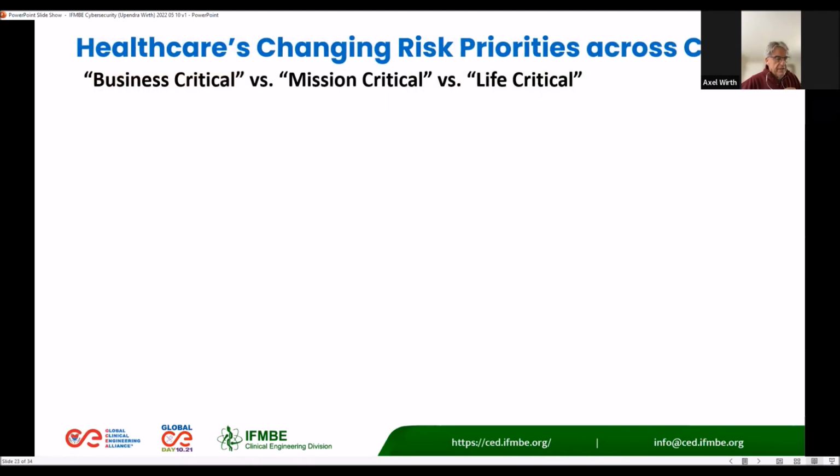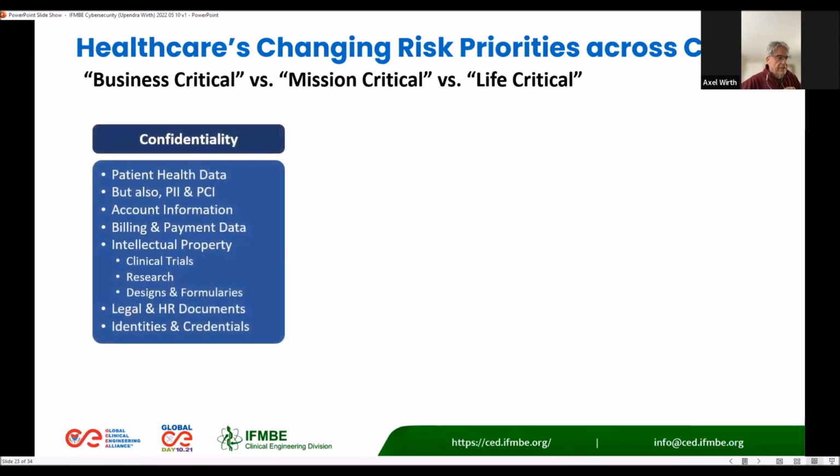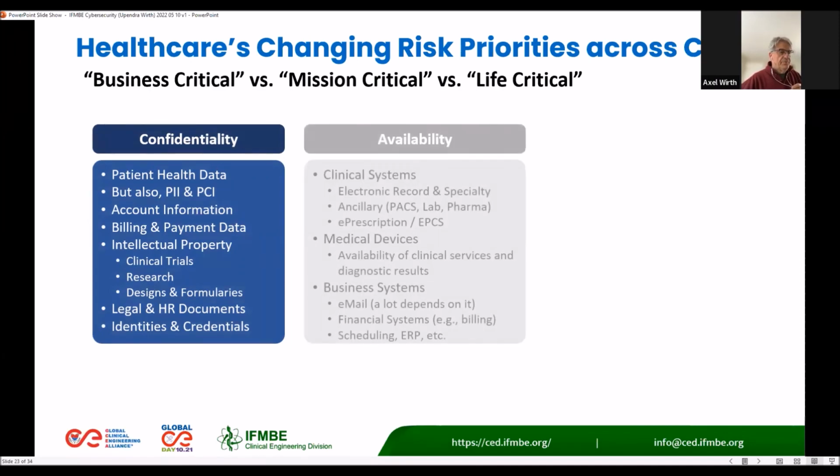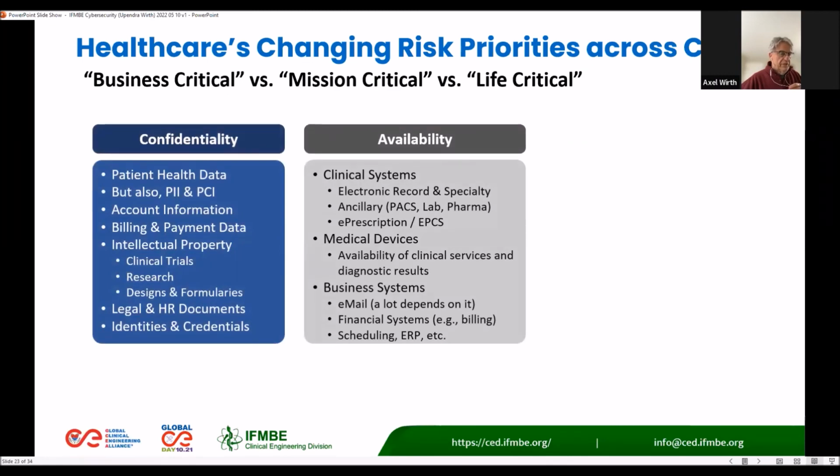We also need to understand the difference between business critical systems and mission critical systems versus life critical systems. Right. So if we look at confidentiality, yes, that is things like patient health data, identities, account information, billing, payment data, intellectual property, contracts, HR documents, identities, and so forth. Availability is certainly the availability of clinical systems, your electronic record system, your specialty care system, your PACS, your lab, your e-prescription system, certainly medical devices that are directly tied to the availability of clinical services, as we've seen in the radiation oncology example a moment ago.